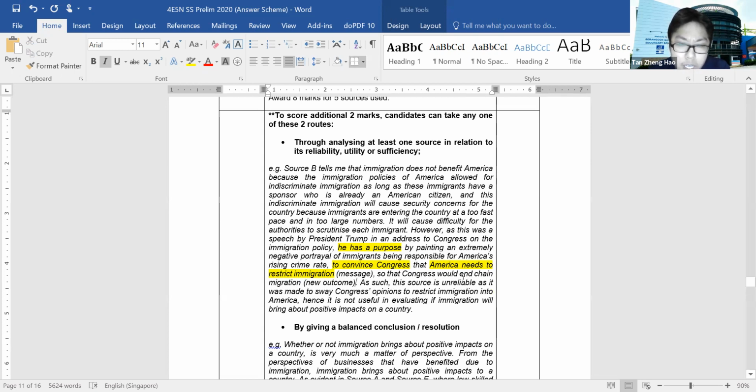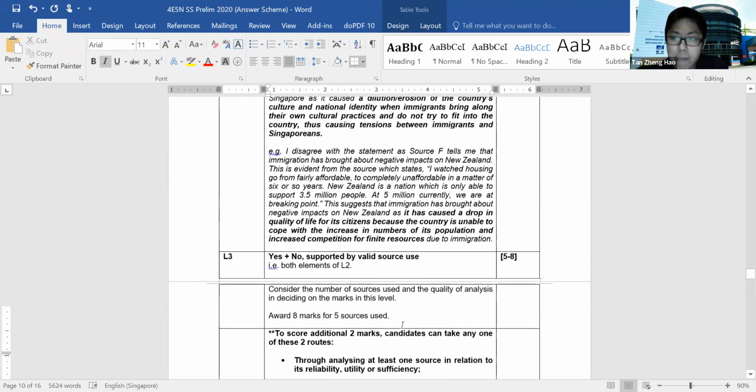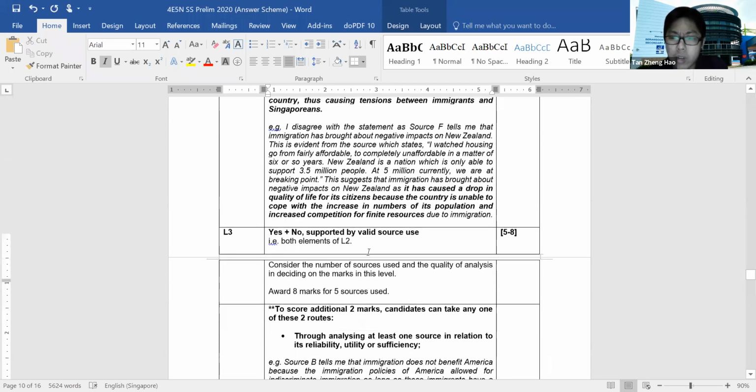As this source is unreliable, it was made to sway, hence it's not useful in evaluating if immigration will bring about a positive impact. So basically, you're explaining that it's not reliable and not useful, because the source has a hidden purpose, a hidden agenda. So it helps you to weigh whether you agree or disagree with the statement. So this is one way.